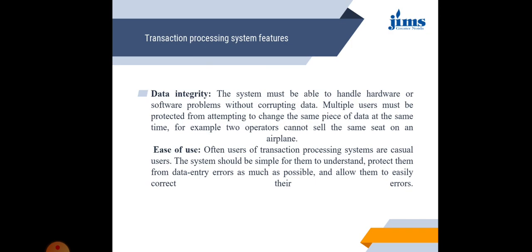Multiple users must be protected from attempting to change the same piece of data at the same time. For example, two operators cannot sell the same seat on an airplane. That's what integrity means: if I have opted for seat 1 for reservation on a plane ticket, another person cannot opt for that seat 1 for their reservation. So that is data integrity.